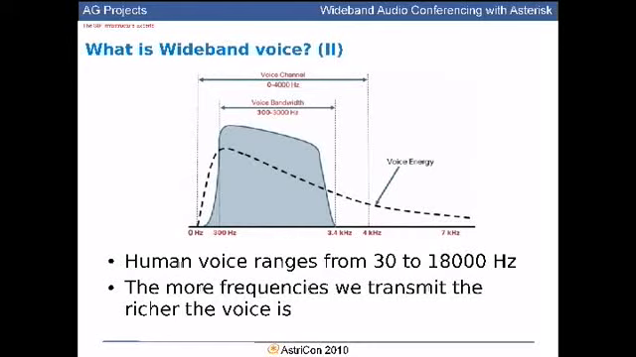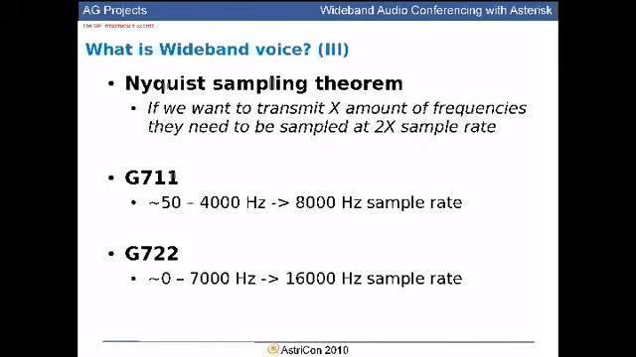And how does this work? Well, to get a little bit theoretical here, I'm not an expert either, but let's see. The Nyquist sampling theorem states that if you want to transmit, for example, 4 kilohertz of frequencies, you need to sample them at double the frequency. That is, you need to sample them at 8 kilohertz. So, for example, G711 transmits up to 4 kilohertz voice, so the sample rate is 8 kilohertz.